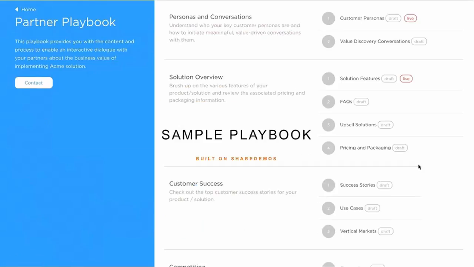So we just talked a little bit about what are some of the essential sections and chapters. Here's a sample playbook that we built out using our product share demos. Our platform, like we said, is an enablement platform. You can actually create some of the content on our platform and track its usage using our metrics and reports. So some of the sections that we just covered in the initial part of the webinar, the personas and conversations, solution overview, customer success, you can just see it built out here in a screenshot that I've attached onto the deck.